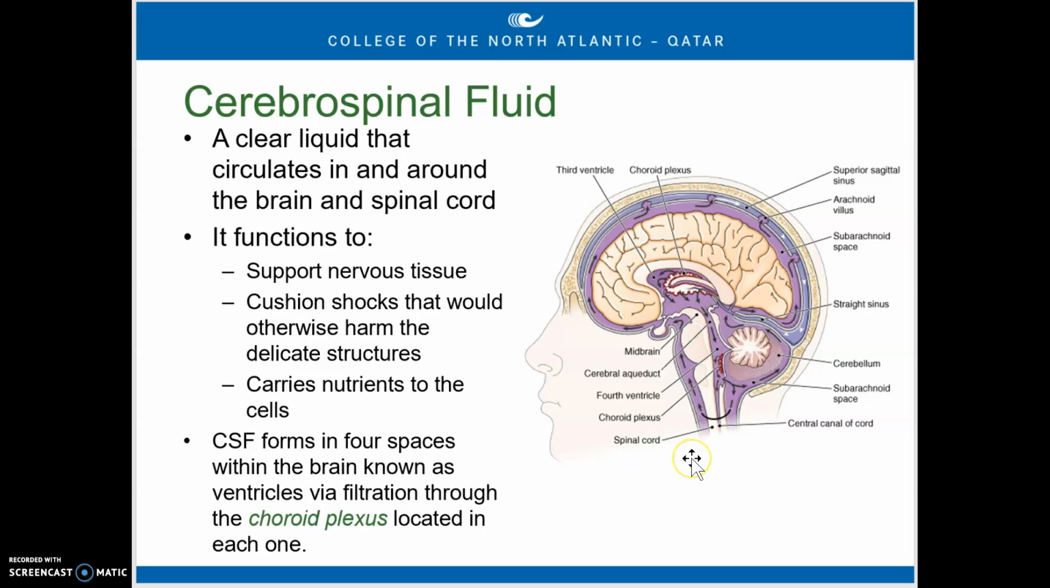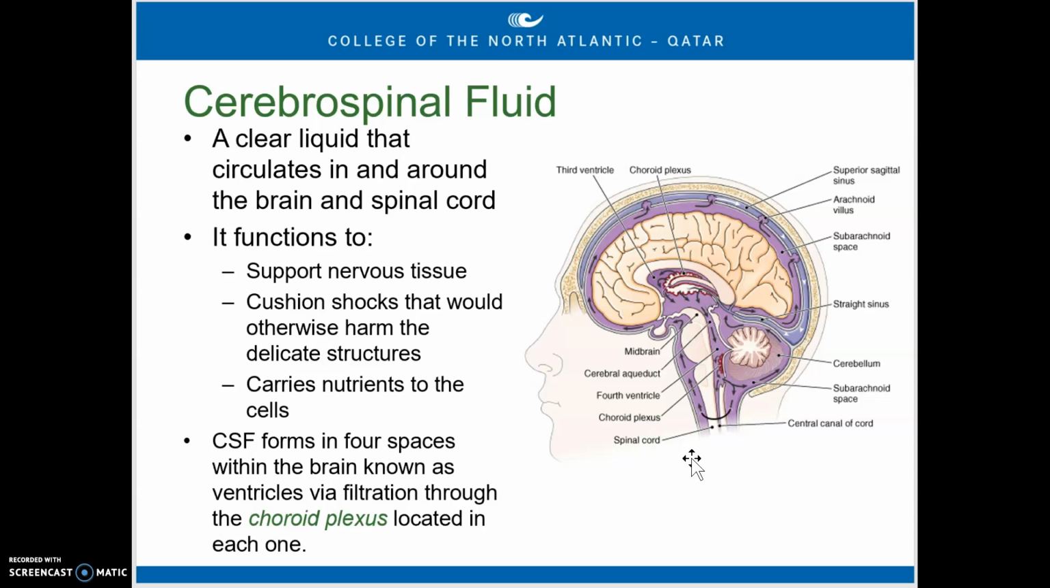All right, so our brain floats around in a clear liquid that we call cerebrospinal fluid. Okay, so it doesn't float around in direct contact with blood. The nutrients are delivered to the brain by this cerebrospinal fluid. So the main function of the cerebrospinal fluid is to support the nervous tissue. It also cushions any shocks.